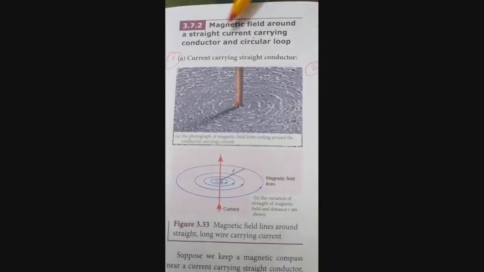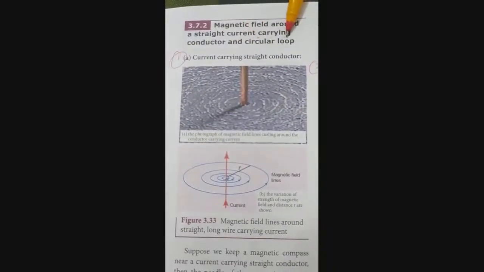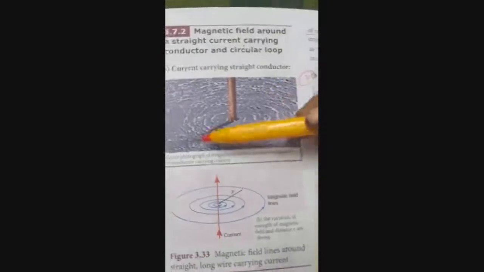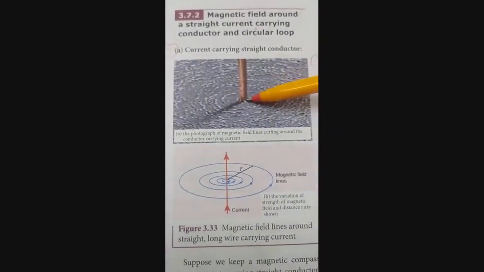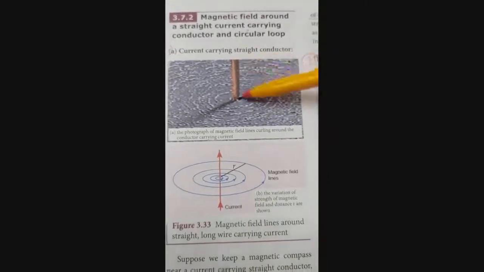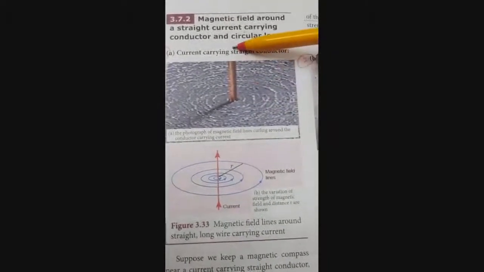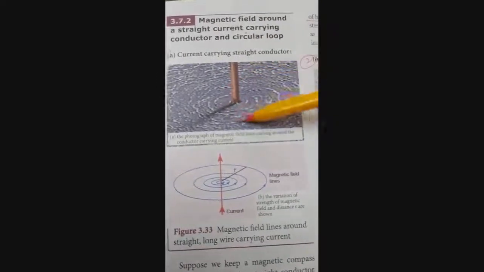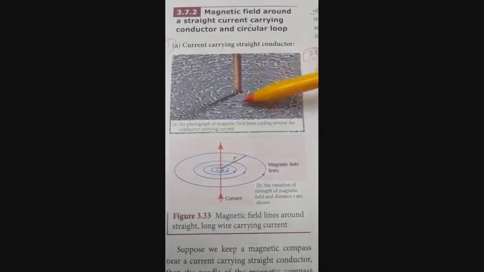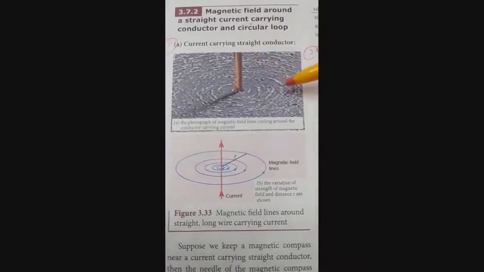Next we are going to see the magnetic field around a straight current carrying conductor and a circular loop. Here is a simple experiment. This is a cardboard, and in the cardboard you make a hole and insert a wire. Through this wire the current is passed, and the black particles are iron filings. The iron filings are kept on this horizontal board, and you pass current through the wire and simply tap the board.